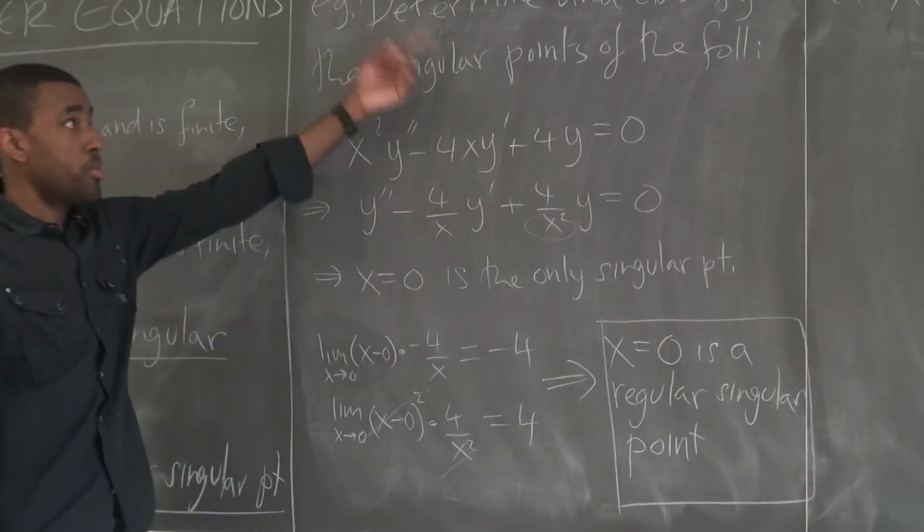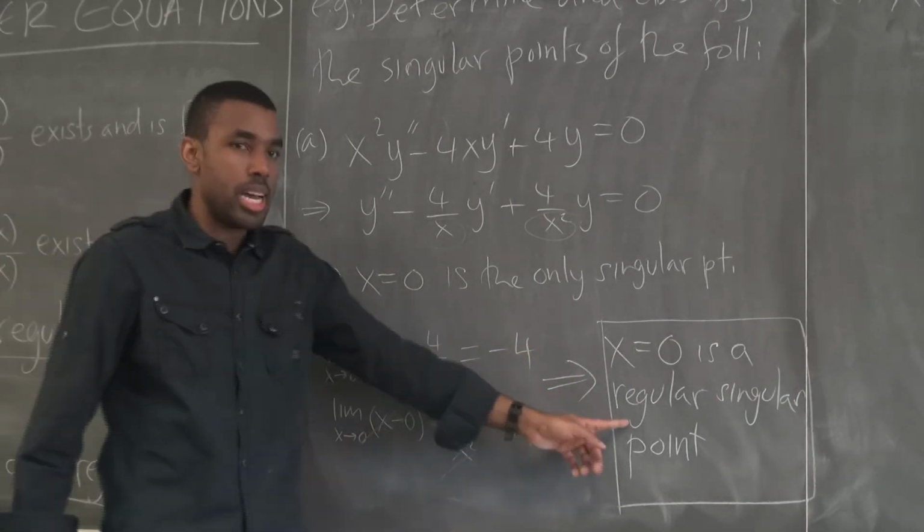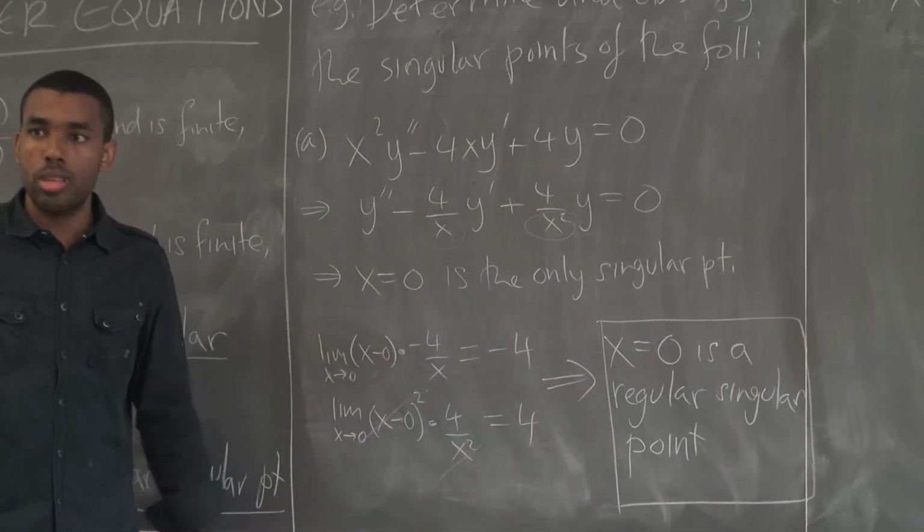So it says, determine and classify the singular points. We found the singular point, which is x equals 0, and we classified it as regular because these limits give us a finite answer.